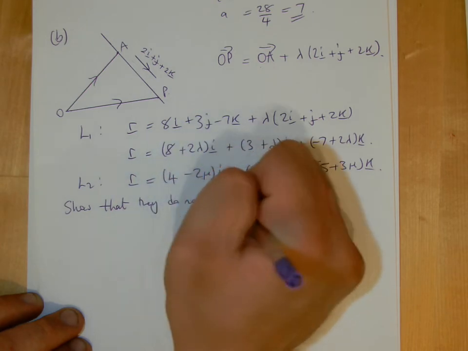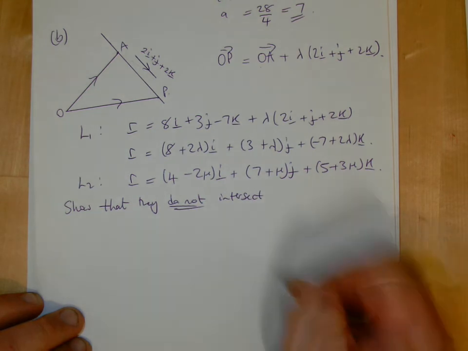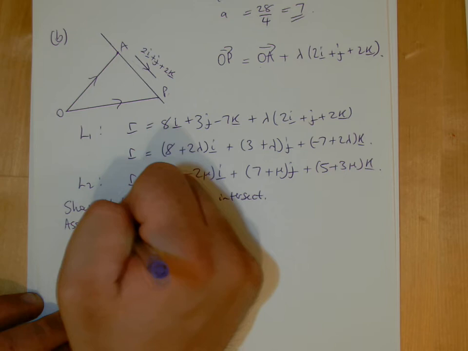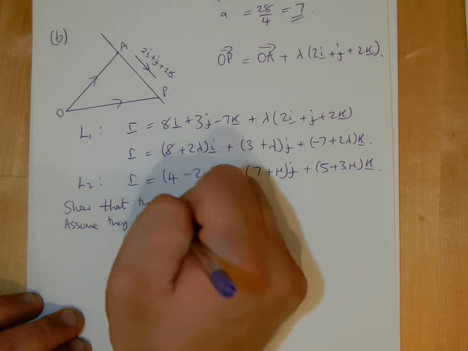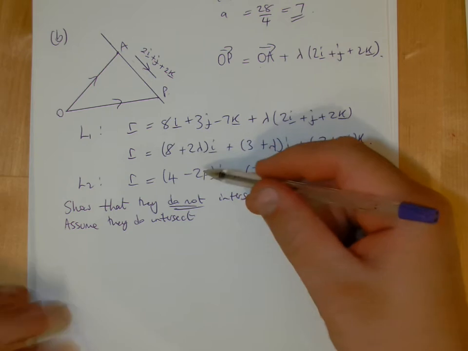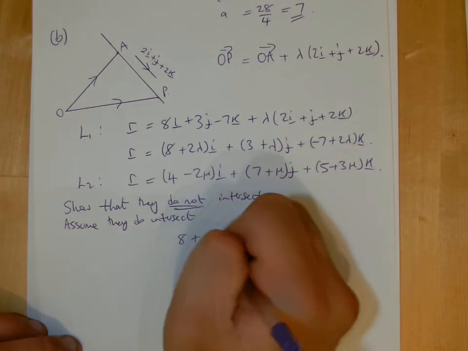Now what's interesting here is, to show that they do not intersect, we need to assume they do intersect. So we do the opposite, assume they do intersect. Now if they do intersect, then the i's will be equal. So we're just going to assume now that they intersect. So let's put the i's equal to each other.